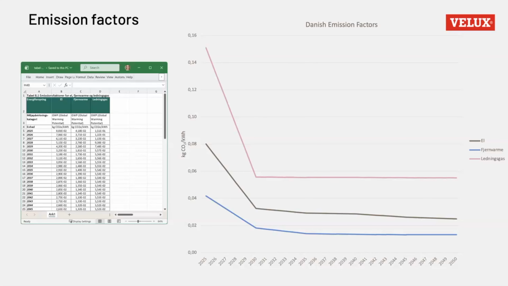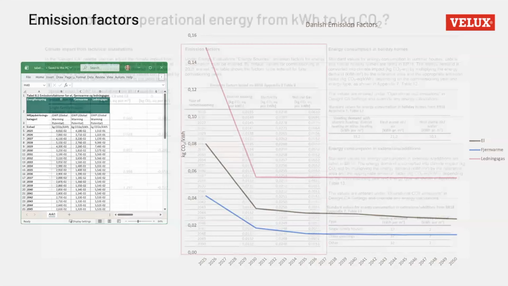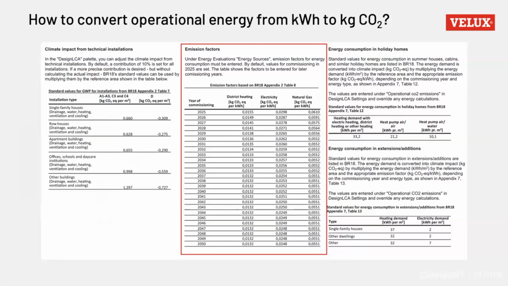So we see it here for electricity, for district heating, and for natural gas. On the left side of the slide there's a picture from the Danish building codes, because there's a small file that determines how we should set the emission factors for electricity, district heating, and gas for the next 50 years. Exactly. And I want to show you how to convert this energy from kilowatt hours to kilograms CO2 in practice. What we're looking at here is a table that's part of the Danish ArchiCAD template, but it's also part of the model that you have access to.